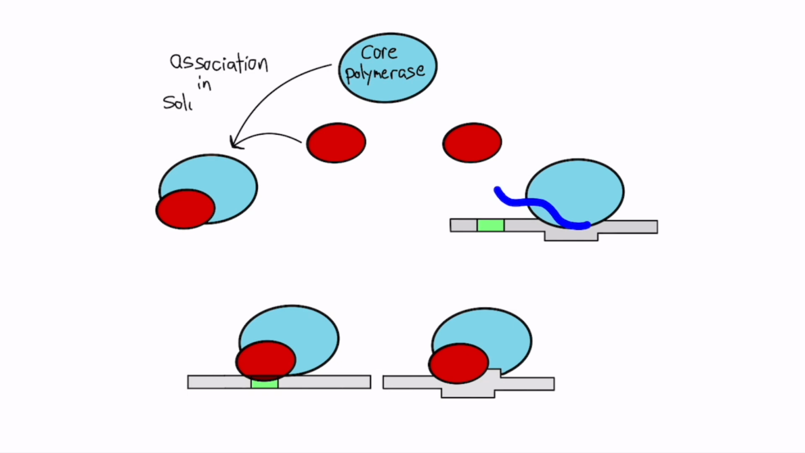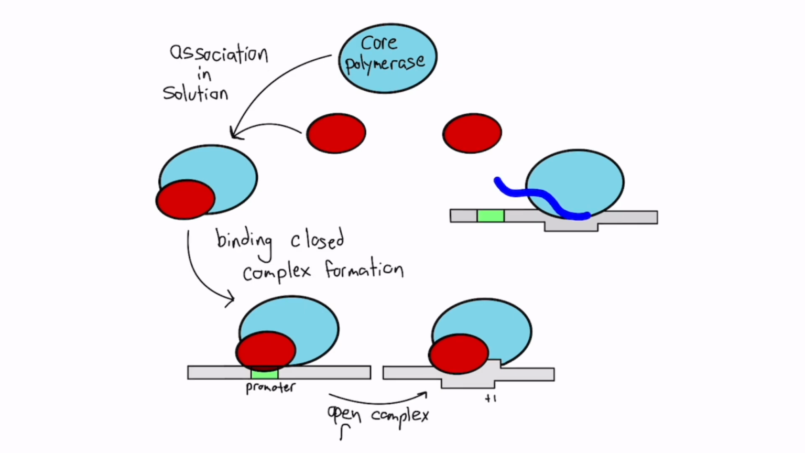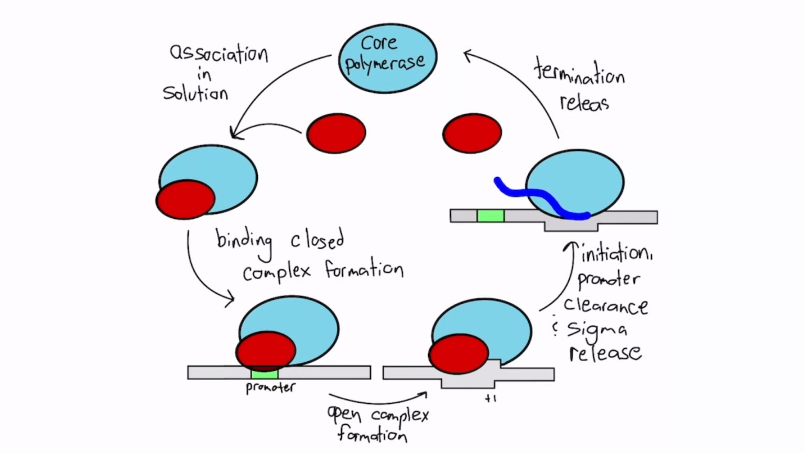Without sigma, the core enzyme would transcribe from random sites on the DNA, as it is not being directed and bound to the promoter region, which would produce mRNA molecules that are unusable for protein synthesis. This is why, without sigma factors, there would only be basal levels of transcription within the cell.